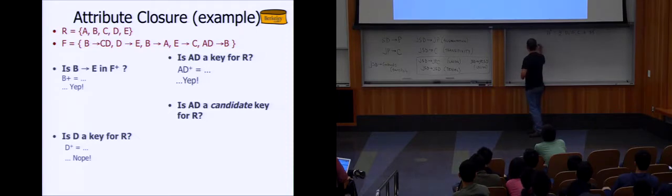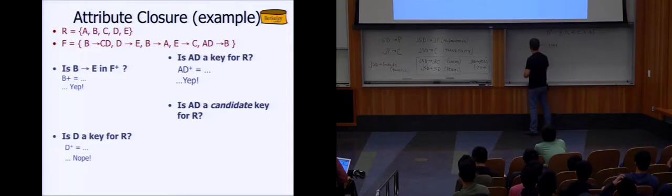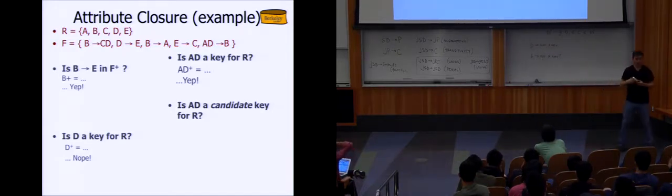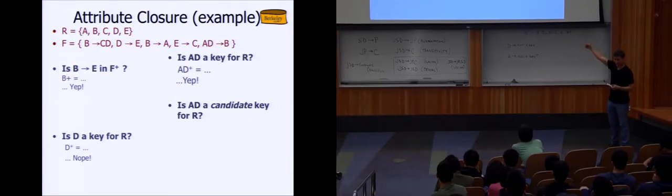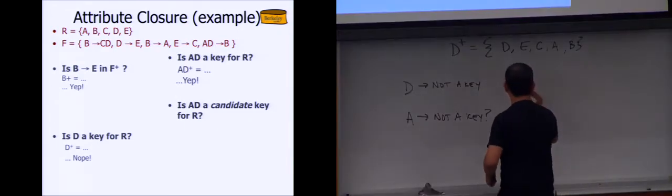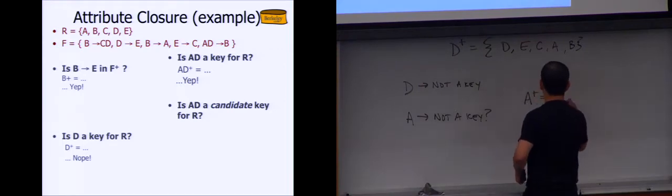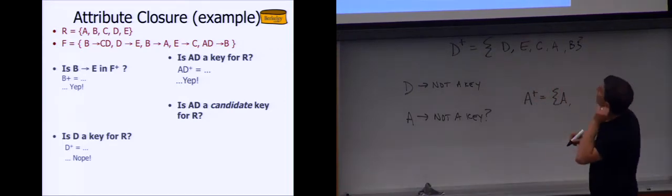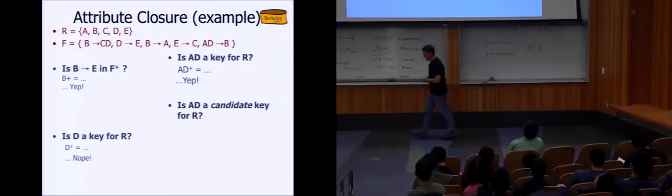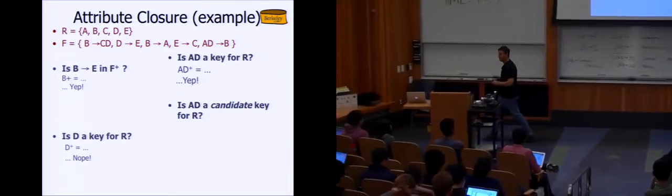D, not a key. And we know that already. We proved it. How about A, not a key? If A is not a key also, then AD is minimal, right? And we're good. Then this thing is minimal. It's a candidate key. So is A not a key? A plus. What's A plus? A. What else? That's it. Okay, then we win. AD is a candidate key, right? Which means it's minimal.